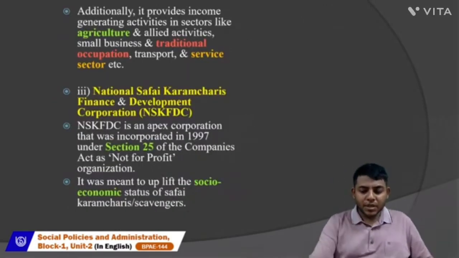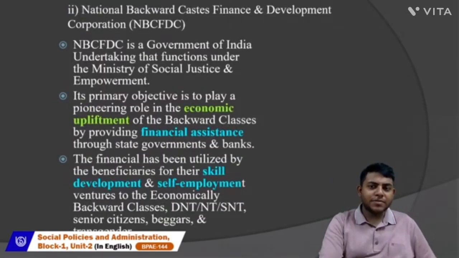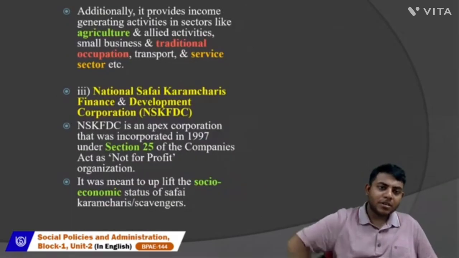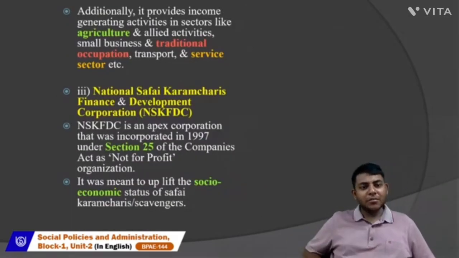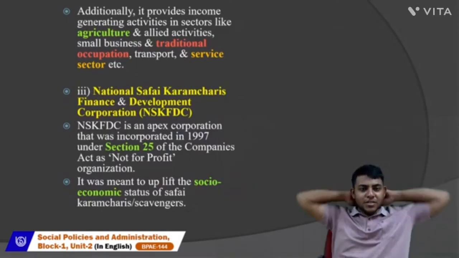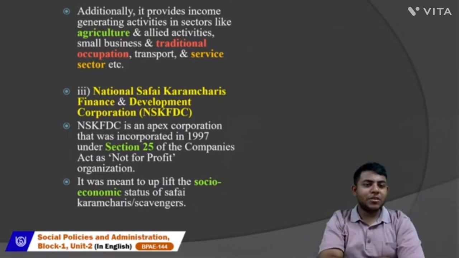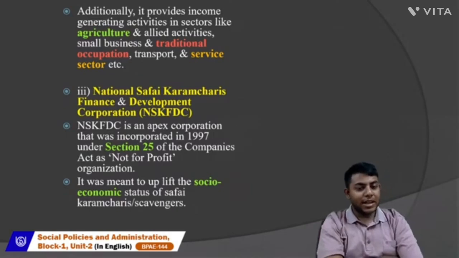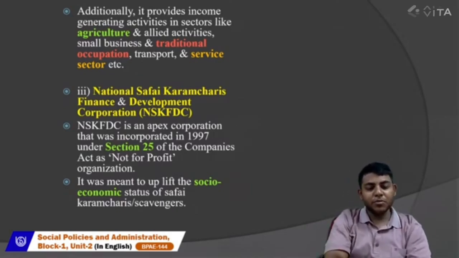Additionally, the National Backward Caste Finance and Development Corporation provides income generating activities in sectors like agriculture and allied activities, small businesses and traditional occupation, transport and service sector, etc. Then there is the National Safai Karmachari Finance and Development Corporation, the NSKFDC, which is also a very important corporation.